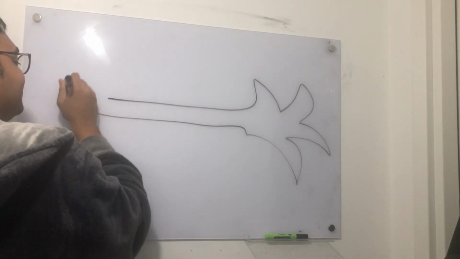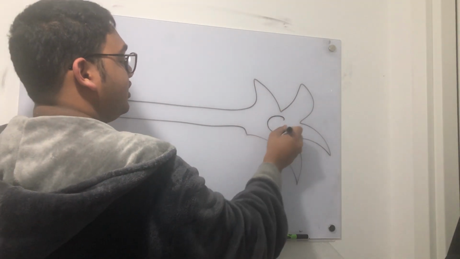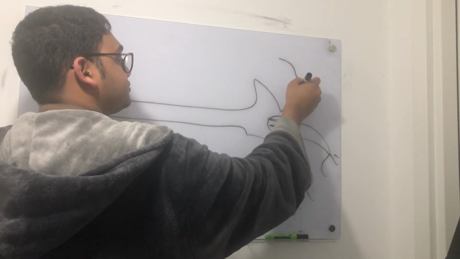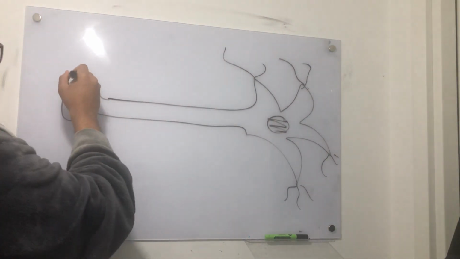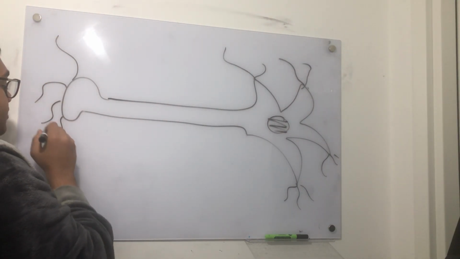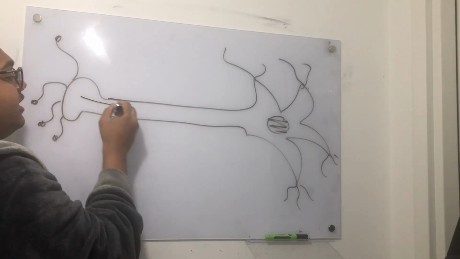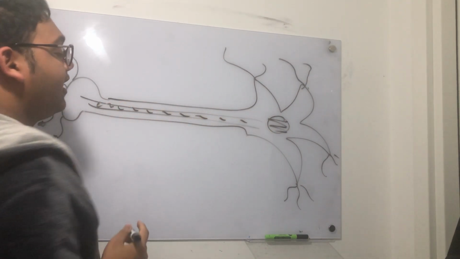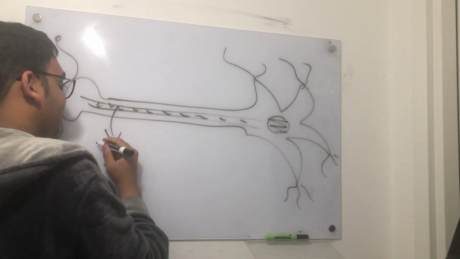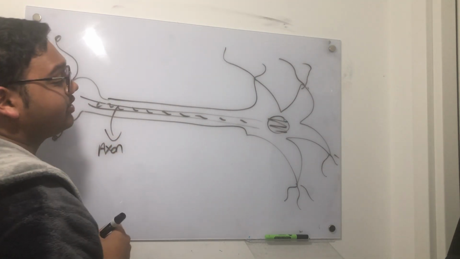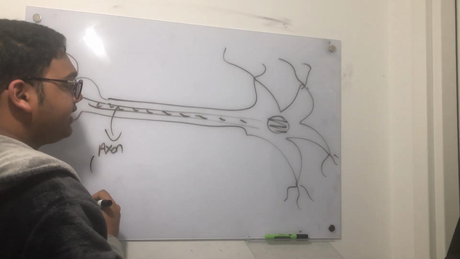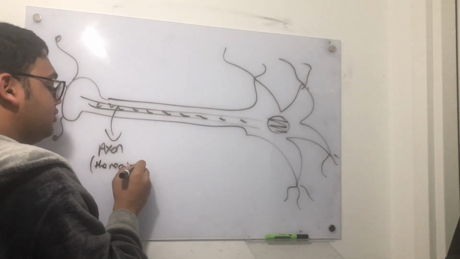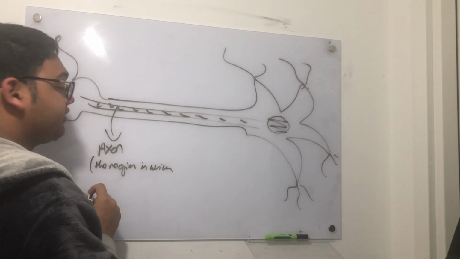Ooh, that was ugly. So I'm going to draw in a nucleus here. I'm going to draw a few branches over here, and a few more over here, the little dots. Now this part in the middle should be pretty familiar. That's called your axon. And you can think of the axon as basically the region in which electrical impulses are propagated.